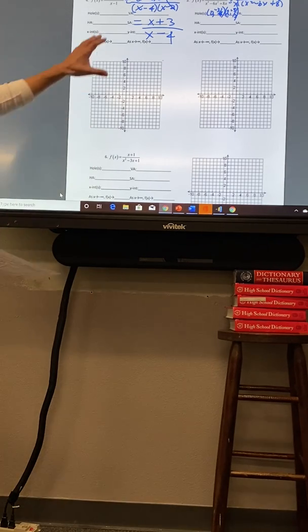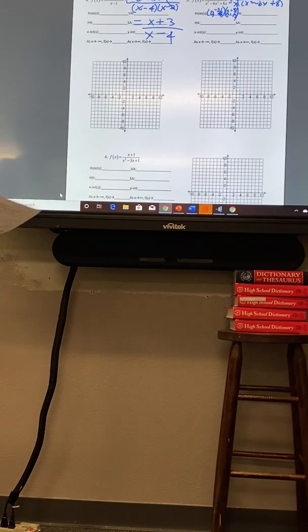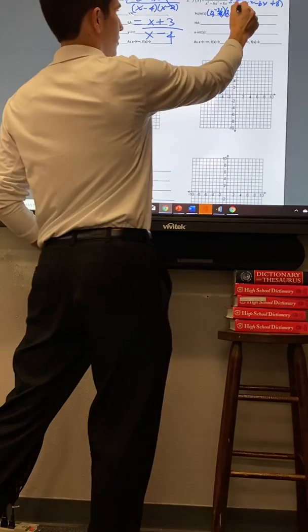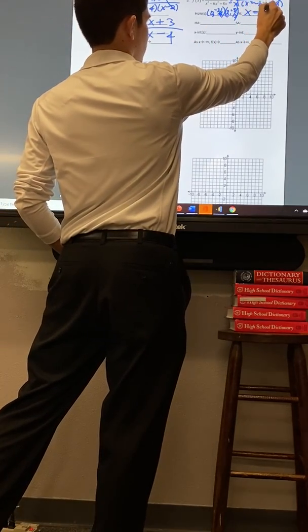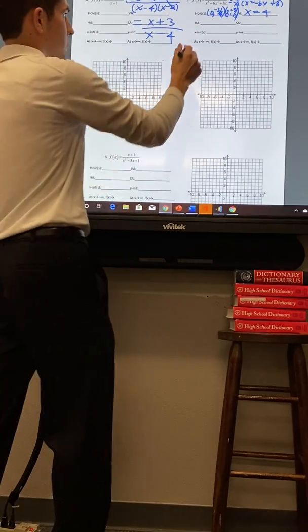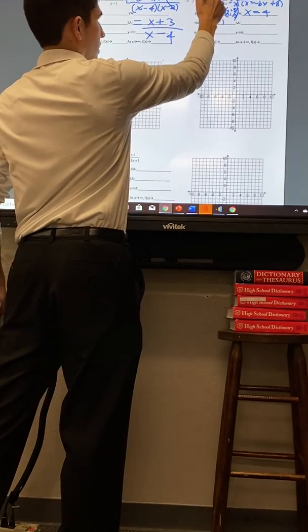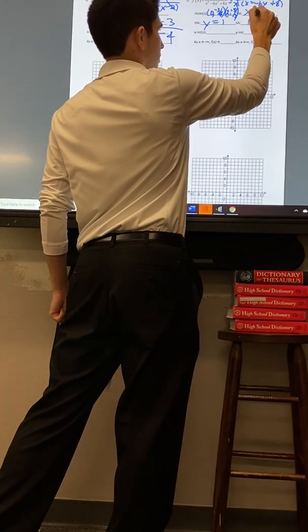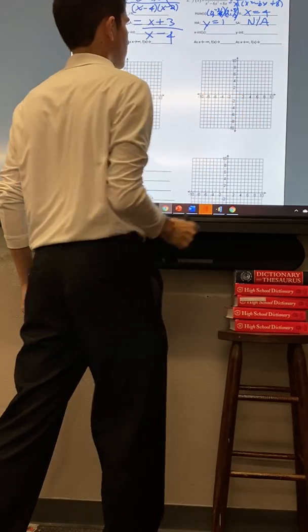The nice thing about having it simplified down to this is it makes solving for our vertical and horizontal asymptotes much easier. For my vertical asymptote, I just set my denominator equal to 0. I get x equals 4. I have the same degree, so I divide coefficients. So I get y equals 1 because they're both 1.